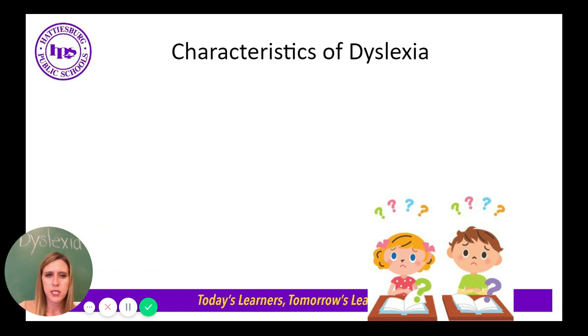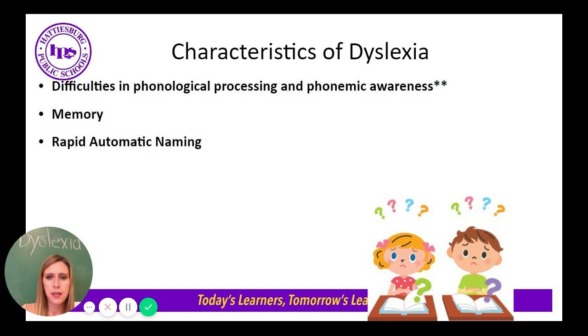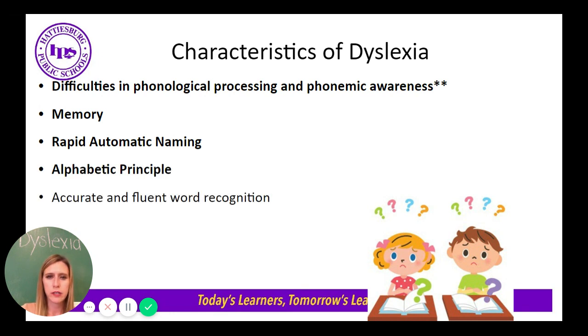So what are some characteristics of dyslexia besides the ones that we just went over? As we mentioned, the biggest key to dyslexia is difficulties in phonological processing and phonemic awareness. This is a big red flag when screening or evaluating for dyslexia. If especially an older student has difficulty with phonemic awareness, it may be a hint that dyslexia is at hand. Poor memory, poor rapid automatic naming, poor alphabetic principle, accurate and fluent word recognition, poor decoding, and poor encoding. So as you've seen, 6 of these are in bold letters. These are the 6 components that our kindergartners and our first graders are screened on when being screened for dyslexia.